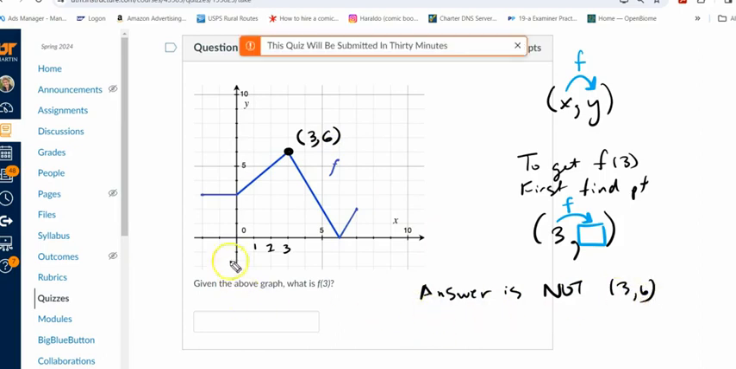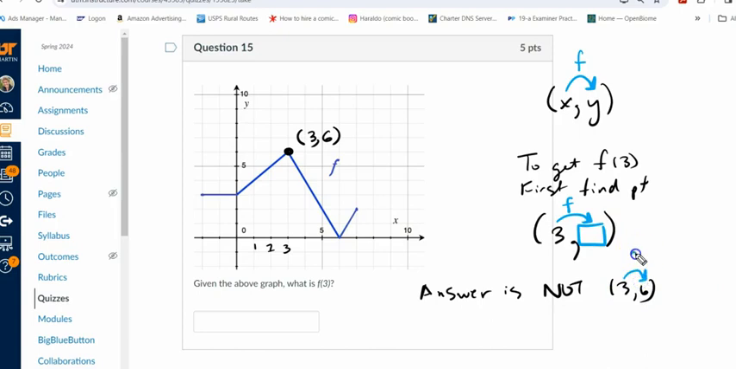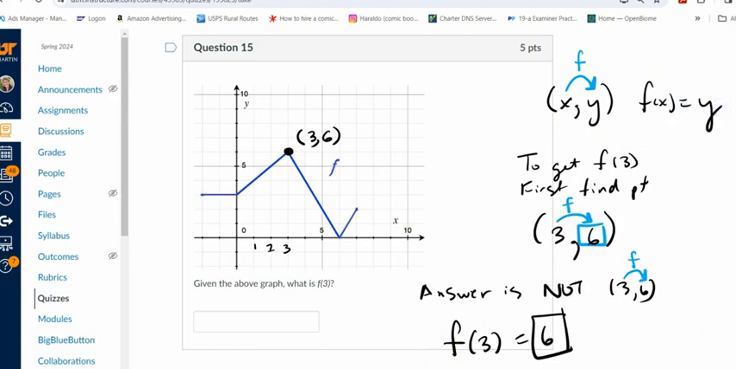It's not. And in your WebWork, if you had tried to answer with the point, it would have been wrong. To get f of 3, you first find this point, and what does f do? It maps the x coordinate into the y coordinate. So f evaluated at 3 is equal to 6, and the answer is 6, not the point (3, 6). That's an intermediate step. f evaluated at 3 is equal to 6. The answer is 6.